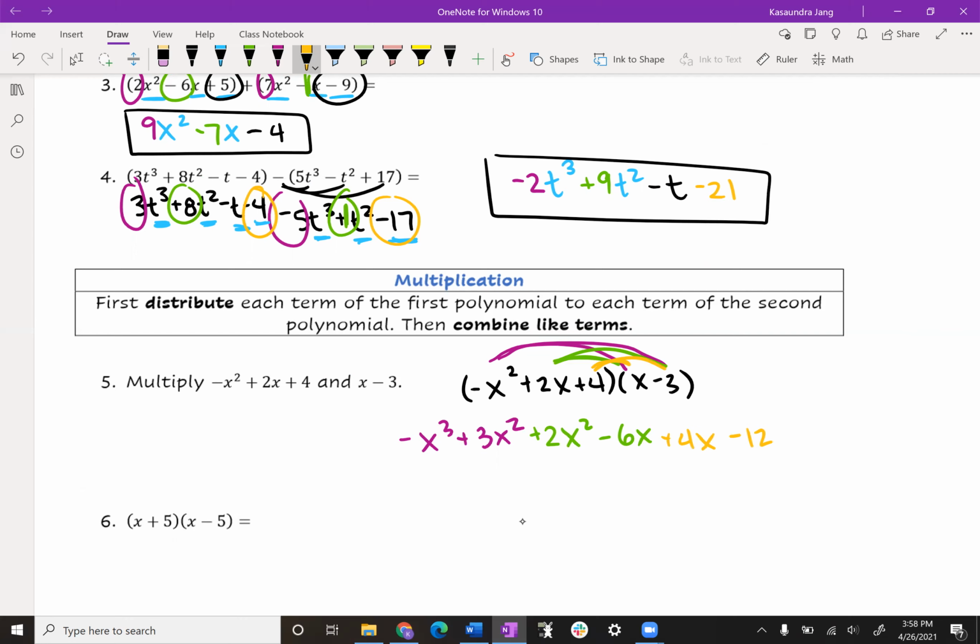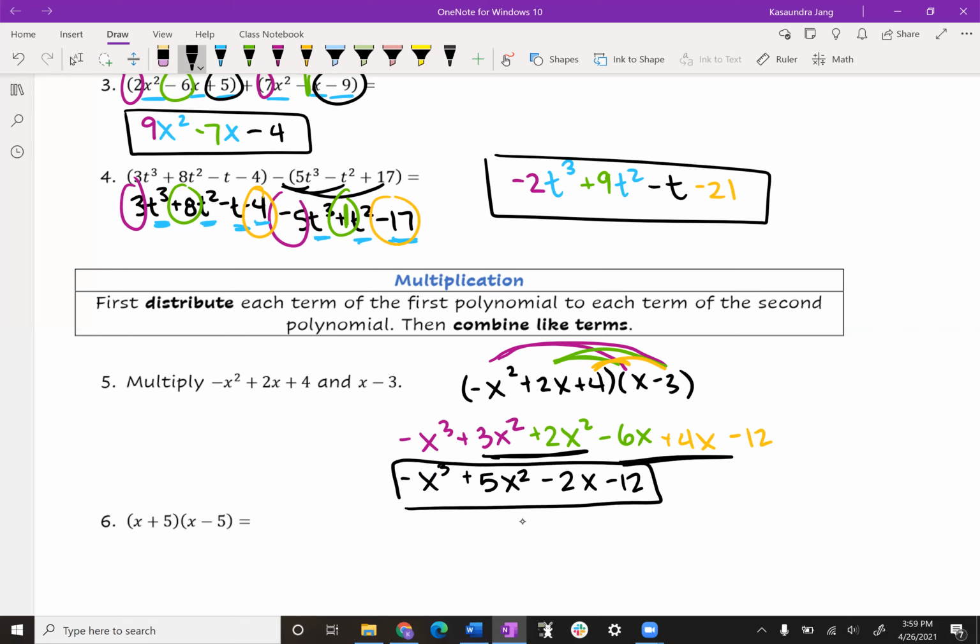I still need to combine like terms to simplify it all the way down. So this is actually what we've been doing. My x cubed, I only see one of those x cubes, so I'll bring that along. The x squareds, I got a couple of those guys. So a 3x squared and a 2x squared. 3 plus 2 is 5, so I got a 5x squared. My plain x's, again, -6 plus 4 is -2. So I have a -2x. And the constant, that's the only constant that I have. So -12 is just going to come along for the ride there.